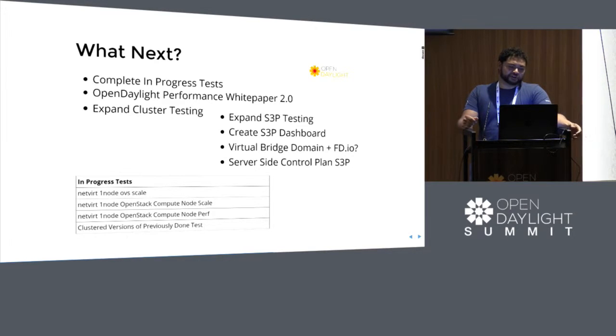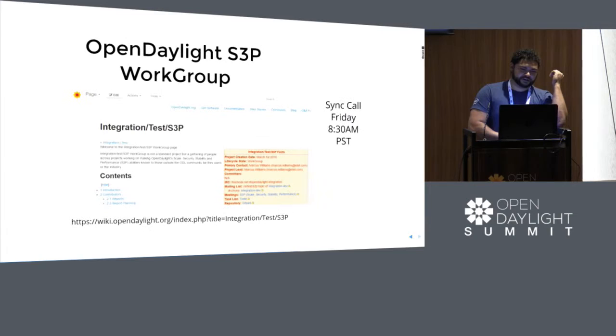And there have been a lot of questions I've been receiving recently about the server-side control plane. It says plan, but I mean it's a plane for S3P. So what is happening on the control side when you're on the server, whether it's OVS or FDIO or some other server-side control plane application. So that's what's next for the performance report in the S3P work group.